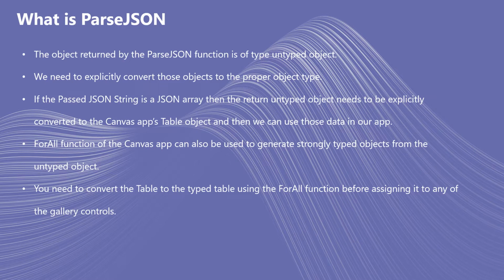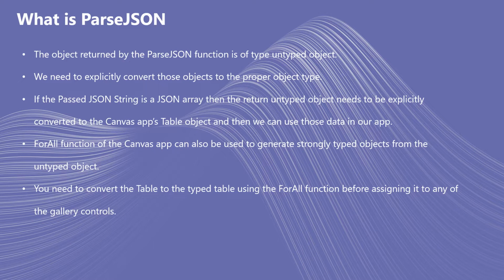What is the object returned by the Parse JSON? The object which is returned by the Parse JSON function is of type untyped object. We need to explicitly convert those objects to the proper object type, let's say text or number or boolean, for example, something like that.